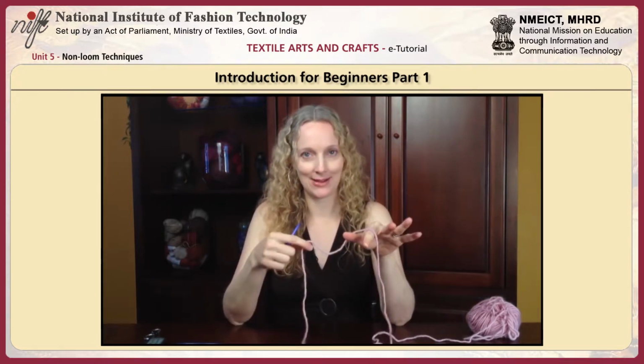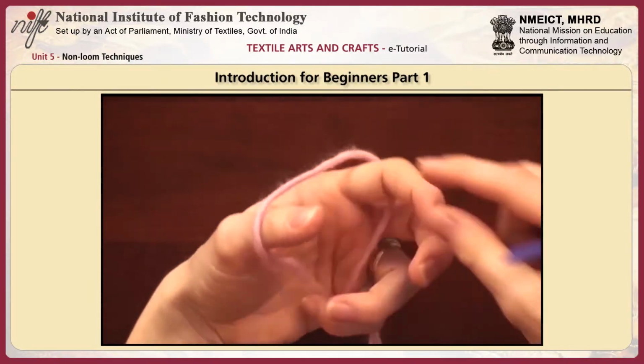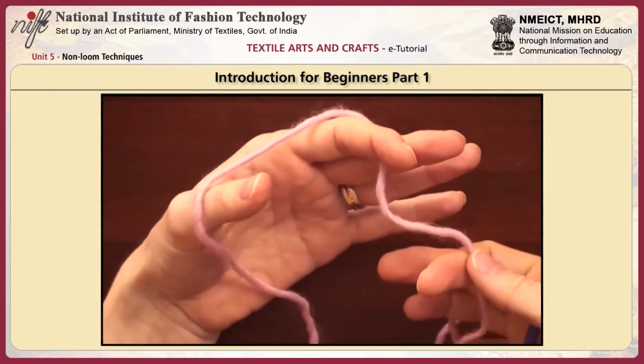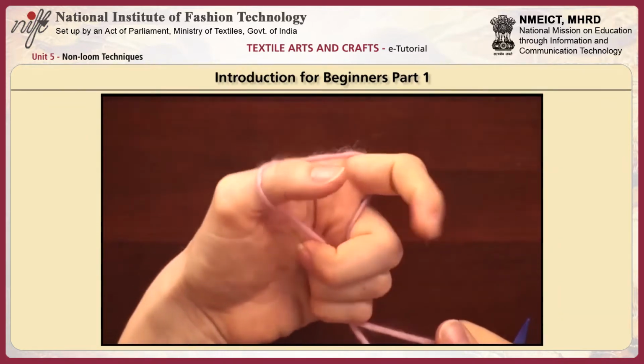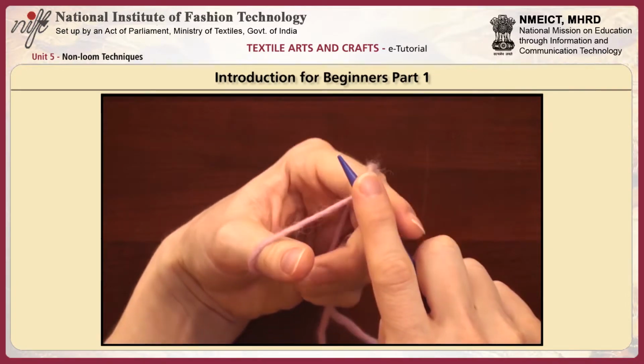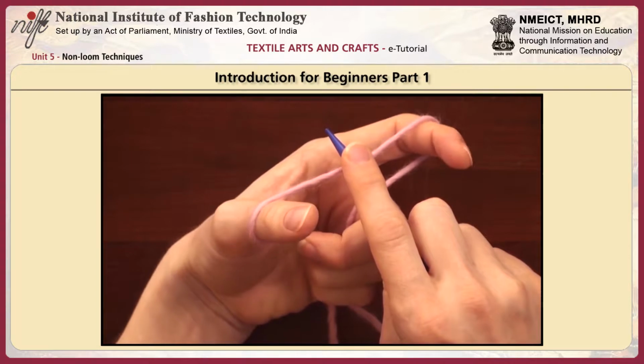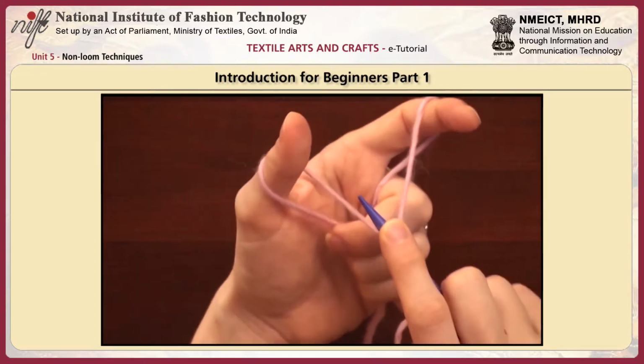Okay, so tail over the thumb and working yarn over the index finger, grasp them. Now insert your needle into the strand at the top between the thumb and index finger and just pull down to begin.